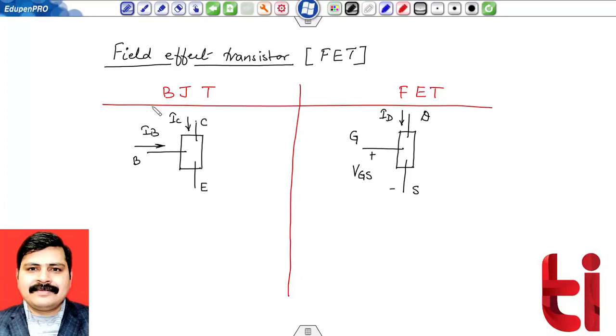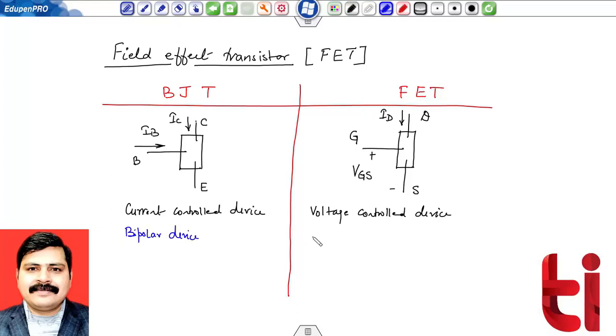So BJT is termed as a current control device, whereas FET is termed as a voltage control device. This is the major difference between these two. And the BJT, if you recall from the previous modules, is a bipolar device, whereas my FET is a unipolar device.